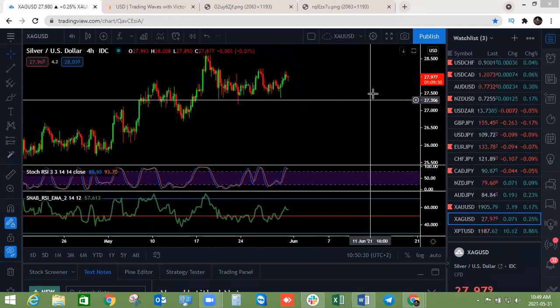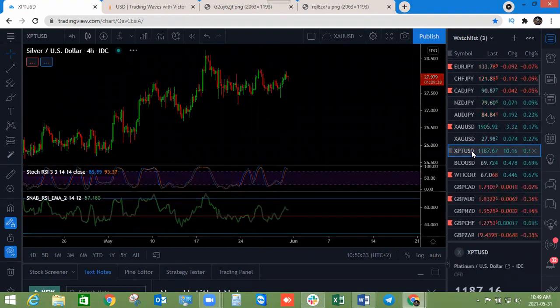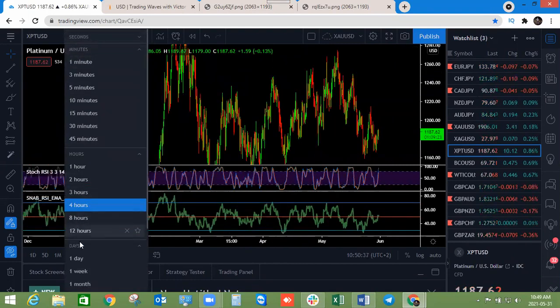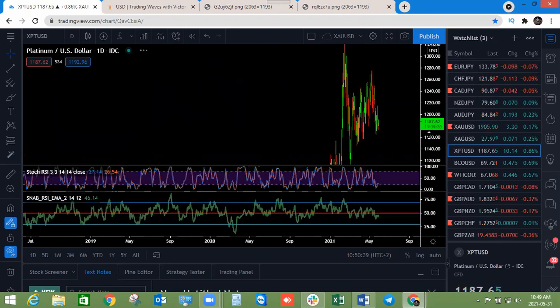All right, so that is silver. Platinum is also now listed on our website. So we are looking at platinum as well. Let's go to the daily on this one.